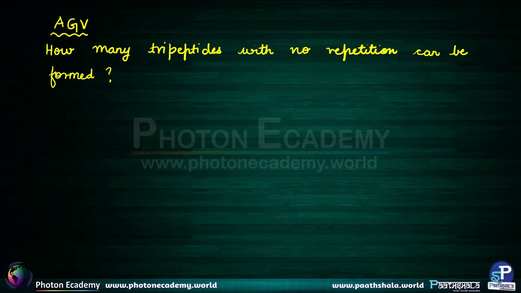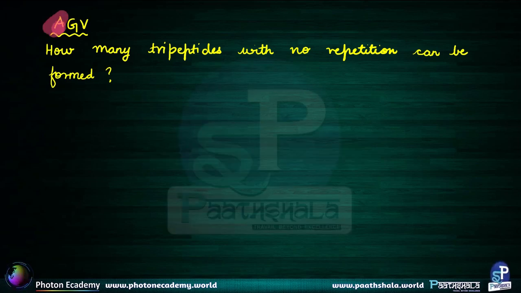Now next we have A, G, V, and we have to calculate the number of tripeptides. So we have tripeptides over here, and there should be no repetition.